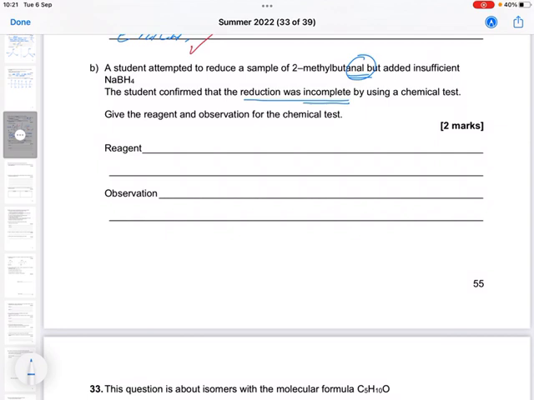So the reagent here is going to be Tollens reagent, and the observation will be a silver mirror or silver precipitate. You could use Fehling's solution, which would go from blue to red precipitate as an alternative.